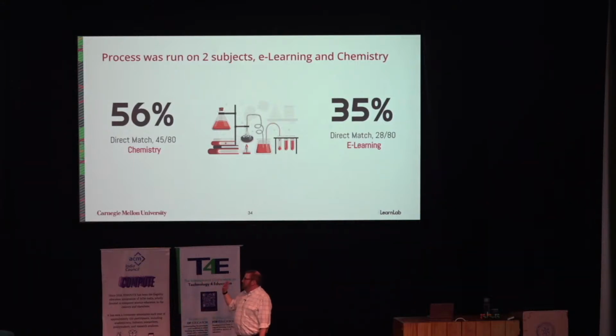And the e-learning, which is a much more esoteric topic in terms of a large language model and how it's built, we got about a 35% match. Again, these are getting better than our crowd workers, better than our more traditional NLP methods, but there's still certainly room to grow.